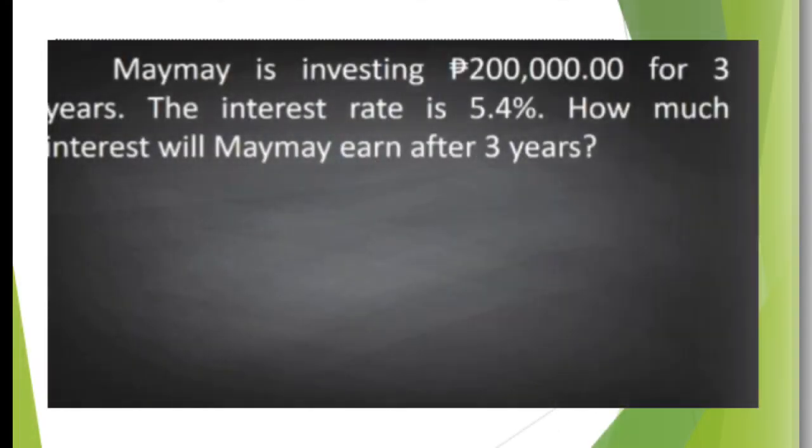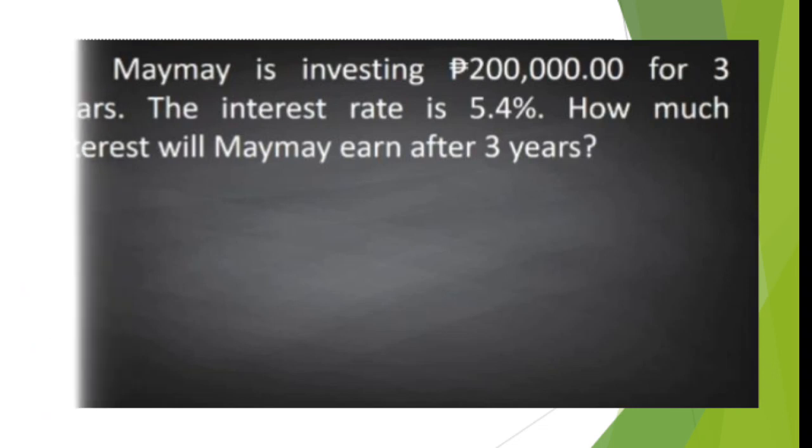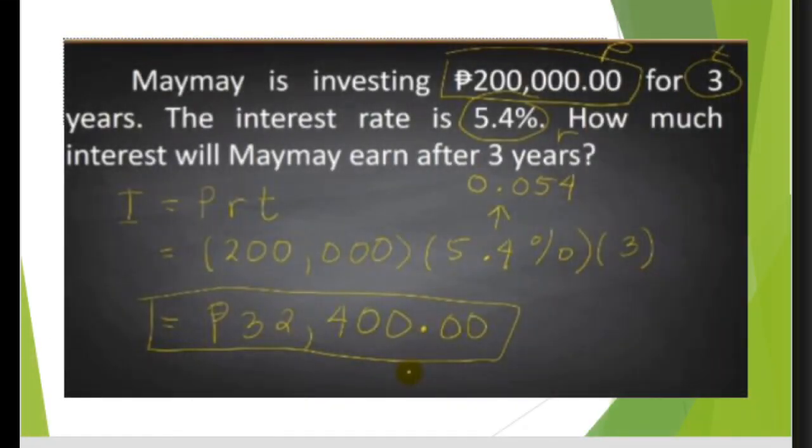Let's have this example. Maymay is investing 200,000 pesos for 3 years. The interest rate is 5.4%. How much interest will Maymay earn after 3 years? Here, the invested amount is the principal in the formula, which is the 200,000 pesos. 3 years is the value of T and 5.4% is the rate. So, using the formula I equals PRT, we will have 200,000 times 5.4% times 3.